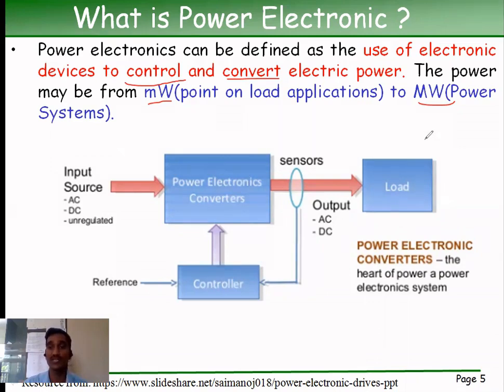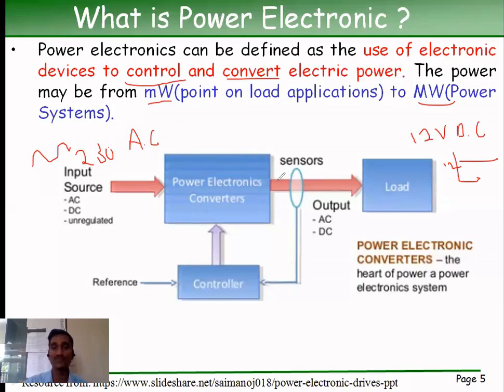Suppose this is my application, the laptop, and this laptop requires a 12-volt DC voltage. At that time, power electronics performs the function of taking the power which is present at your home or office, that is 230 volt AC. This is the AC, and it provides a constant 12 volt DC by using some rectifier operations.